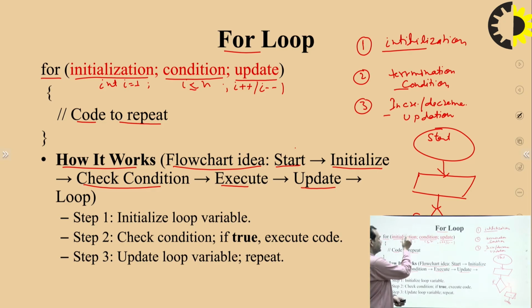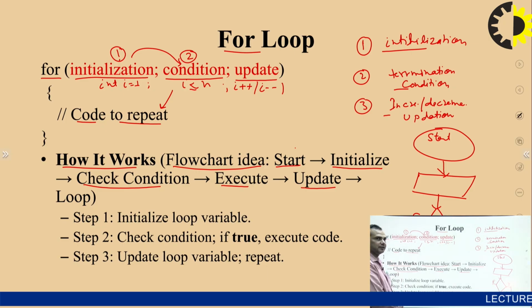Firstly, it will initialize. This is the first step where the for loop goes. After this, it will check the condition. If the condition is true, so we can say the second point is that we define the condition. If the condition is true, it will go inside the brackets and print something that we have written here. After that, it will update the value.